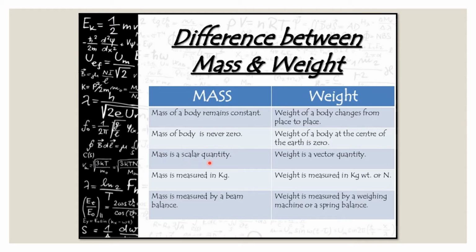Mass is a scalar quantity because it contains only one term, while weight is a vector quantity because it contains the multiplication of two quantities.